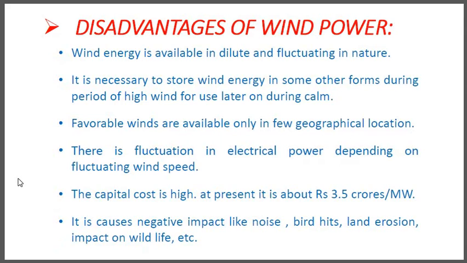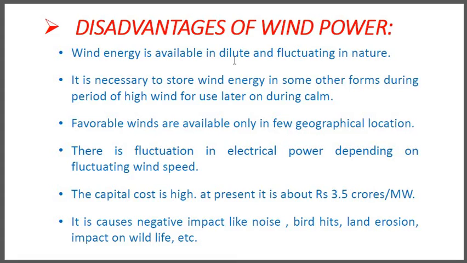Now, disadvantages of the wind power system. Wind energy is available in dilute and fluctuating nature. So wind energy is available in dilute form, means very low density, and fluctuating in nature. So it may vary with time. It is necessary to store wind energy in some other forms during periods of high wind for use later during calm. So it is necessary to store wind energy in some other forms during the period of high wind or peak wind.